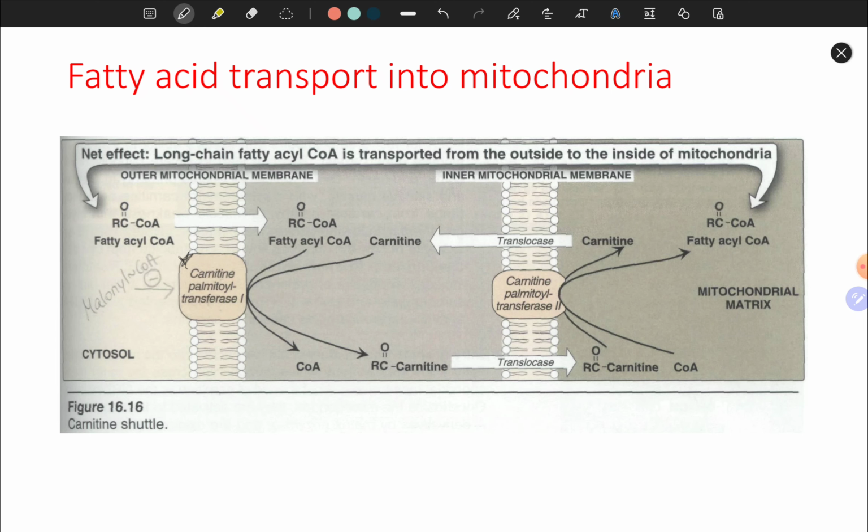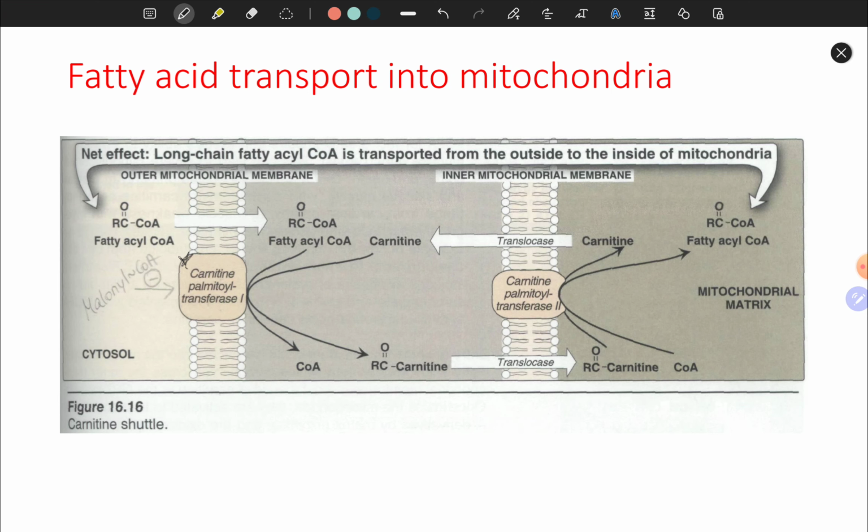We have a fat burner here. Carnitine is used for burning fatty acid. Carnitine would stimulate or enhance oxidation of fatty acid.